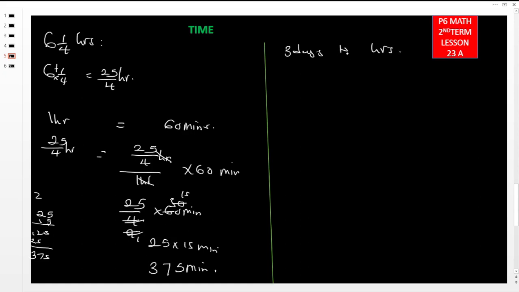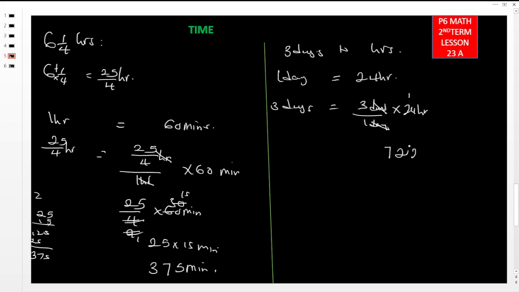Suppose we are given to convert 3 days to hours. What are we going to do? Our leading statement now is going to change. Now we are comparing days and hours. So the leading statement is 1 day is giving us 24 hours. So how about the 3 days we've been given? This is 3 days all over a day, then times 24 hours. So a day with a day, 3 times 4, that is 12. I take here 3 by this one, 6 plus this one, 7. So we get 72 hours in 3 days.